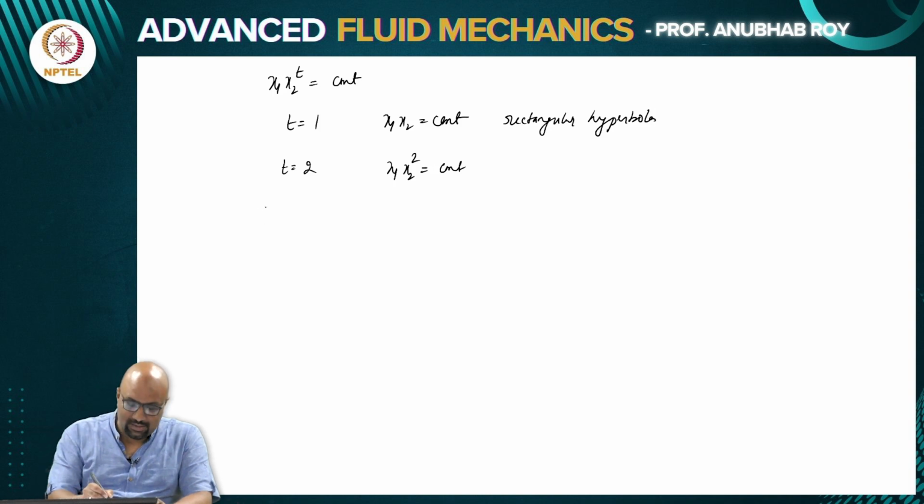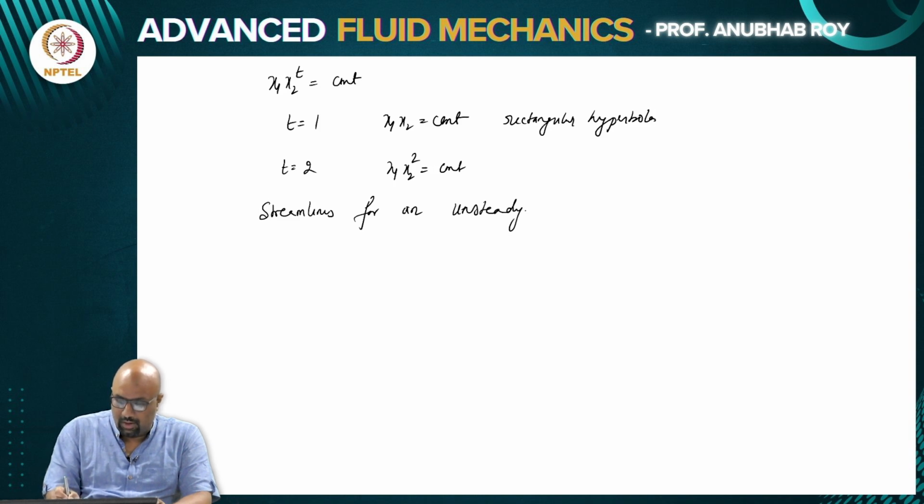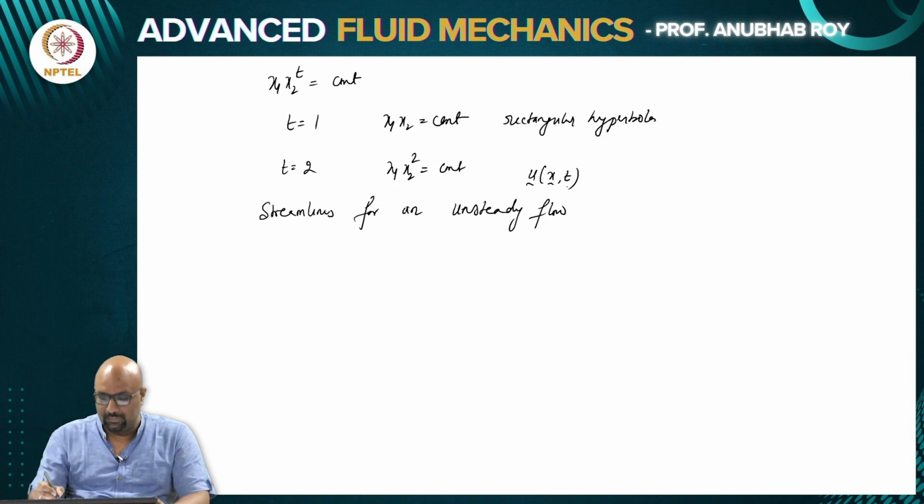And this tells us that streamlines for an unsteady flow... So, you all understood what I mean by unsteady. Unsteady means that the velocity is an explicit function of time. It is explicitly depending on time. So, for an unsteady flow, streamlines can change with time. Now, why did I say can change with time?